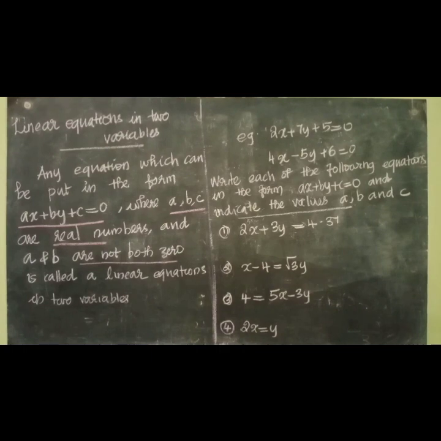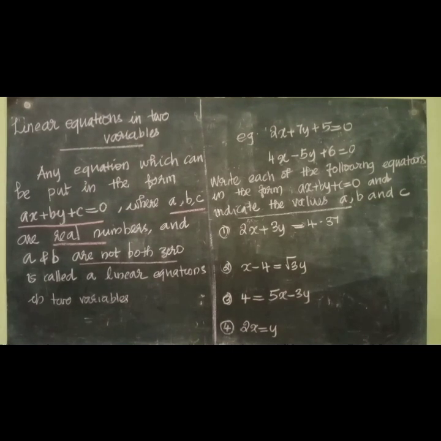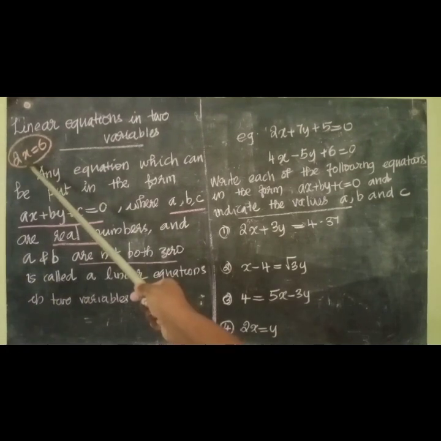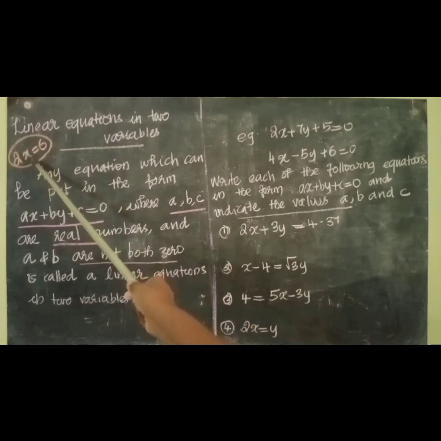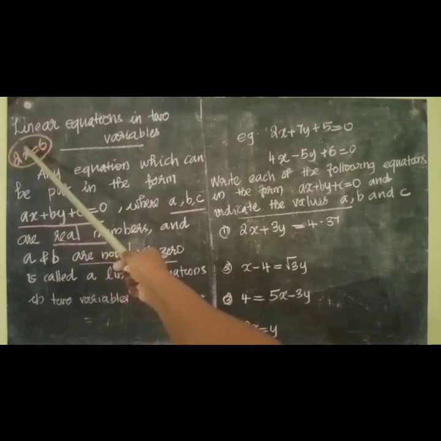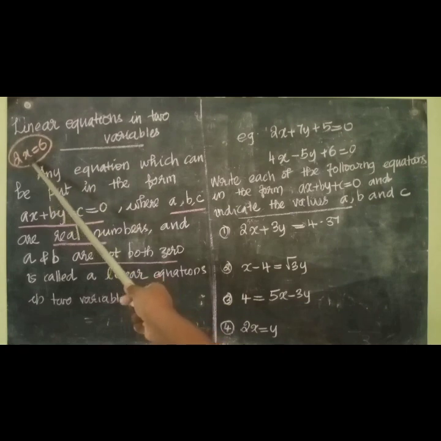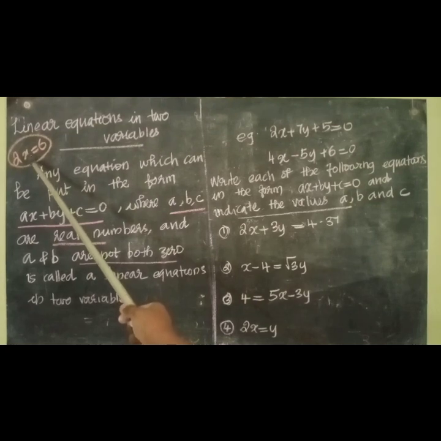Chapter 4. In the lower classes you have studied linear equations. Can you give an example for a linear equation? Here I have written one equation, 2x equal to 6. This is a linear equation because x is the variable here, and the power of the variable is 1. The value of x here is 3 because 2 into 3 equal to 6. So this is a linear equation in one variable. In this chapter we are going to discuss linear equations in two variables.